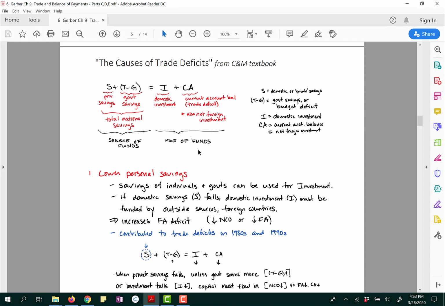Because the current account deficit is equal to the financial account deficit, when we think about the causes of trade deficits, we also have to think about the causes of financial account deficits or capital flows.